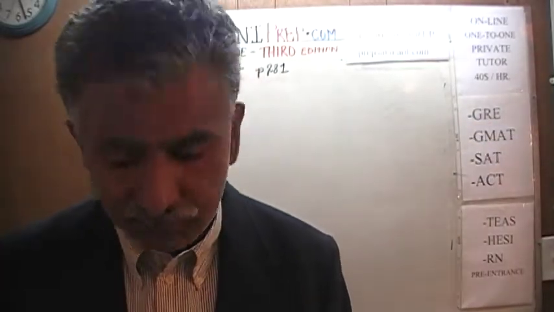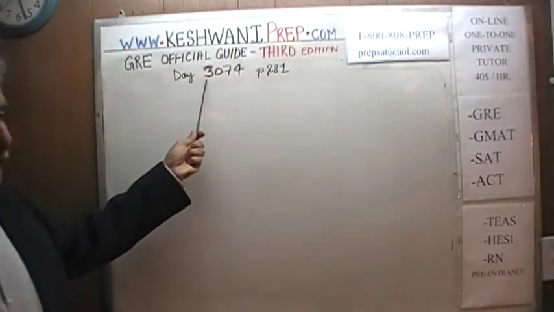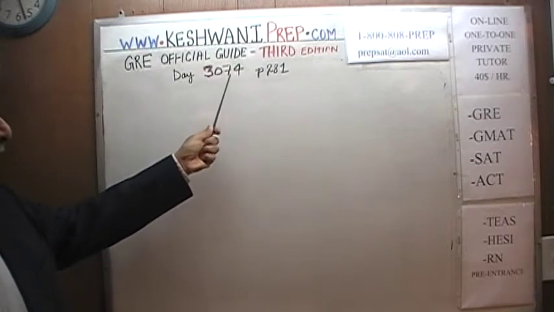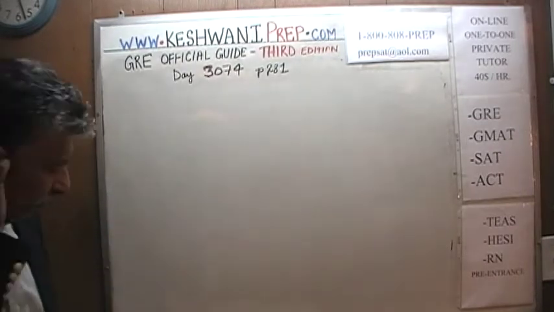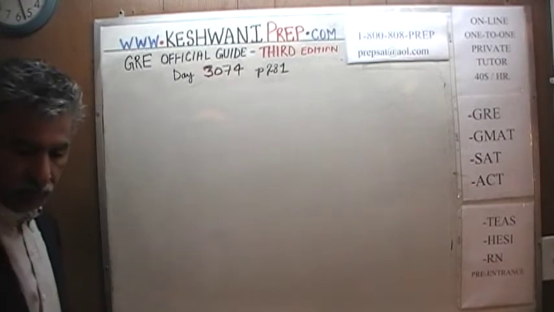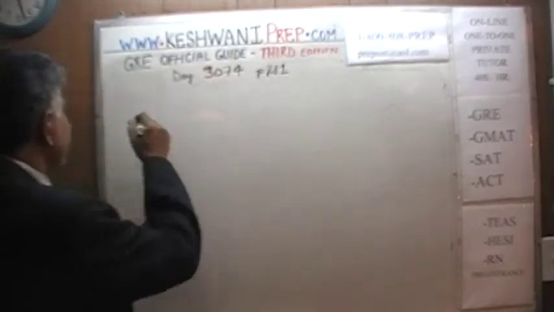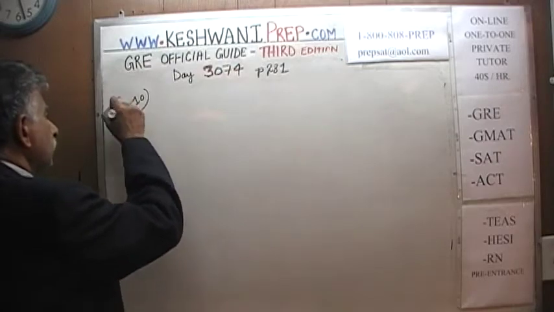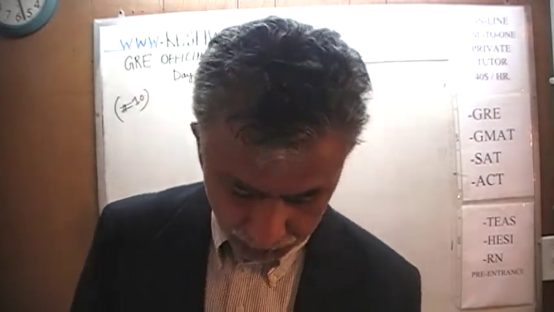Today is our lesson number 74. Day 3074, the 3 indicates that we are in the third edition, day 74. We are on page number 281, and we are about to do problem number 10. We'll do two problems, number 10 and number 11, dealing with rectangle and parallelogram. Let's take a look at number 10.